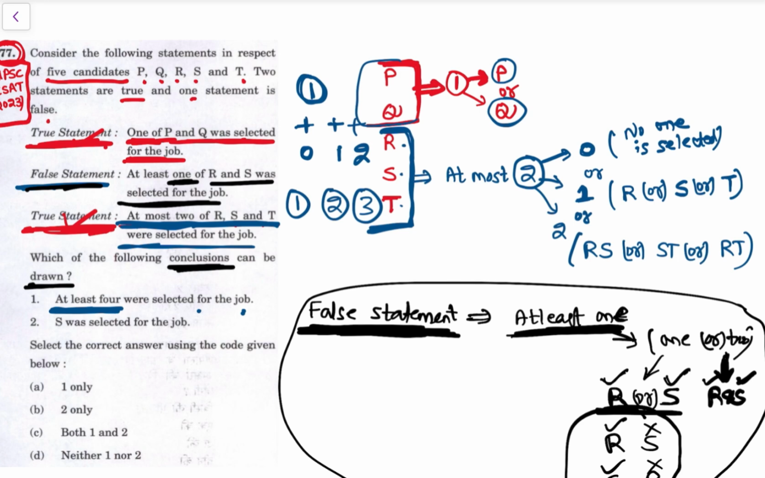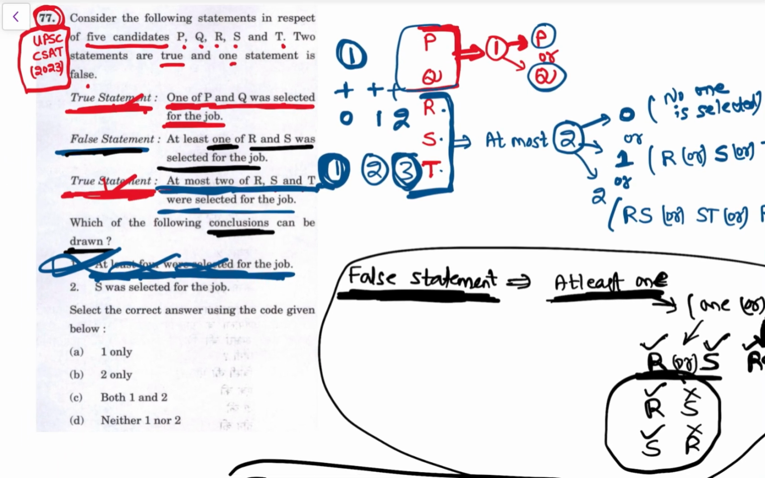So at least 4 were selected for the job? No, the minimum selected is 1 and the maximum selected is 3. So this statement is incorrect, because at least 1 is selected for the job, with a minimum of 1 and a maximum of 3. So at least 4 selected is an incorrect option.